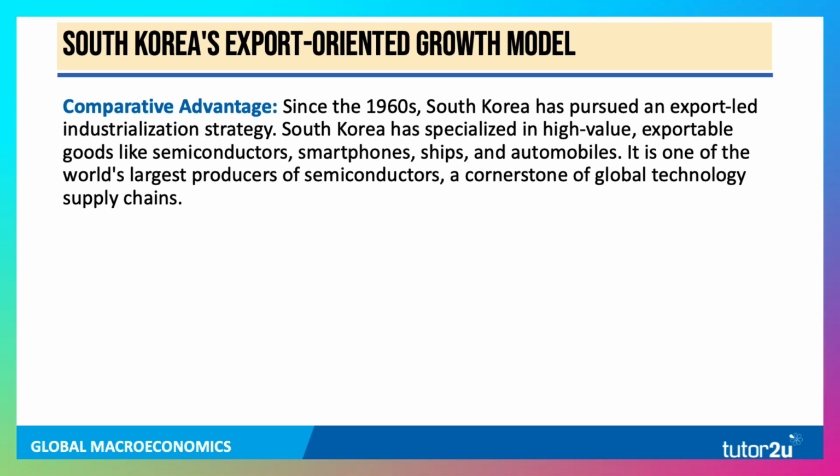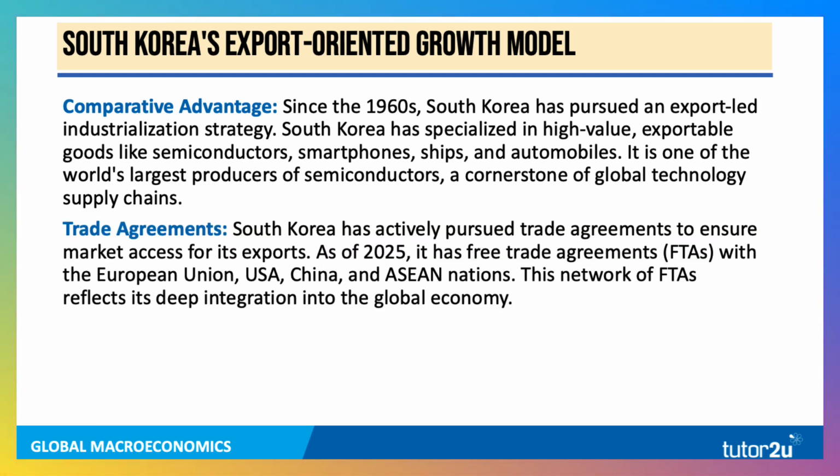And for nearly 60 years now, South Korea has pushed an export-led industrialization strategy, specializing in highly valuable exportable goods: semiconductors, smartphones, ships, cars. Samsung, of course, is the poster child for a lot of this. It's one of the world's largest producers of semiconductors, which is a cornerstone of global technology supply chains. Allied to this, South Korea has actively pursued trade agreements to ensure market access for its goods and services. So it's got free trade agreements with the United States, with the EU, with China, with ASEAN. And this has basically helped to integrate South Korea deeply into the world economic system.